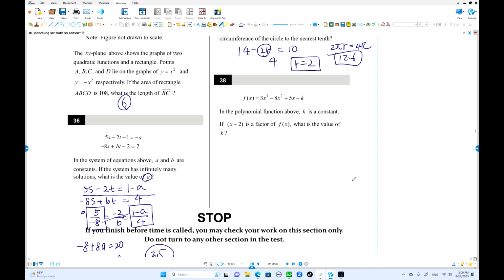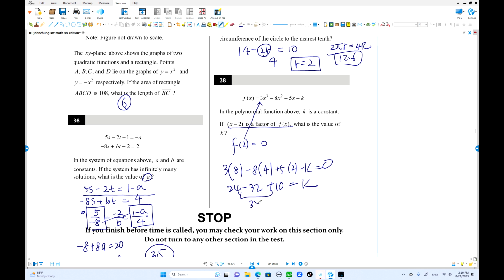Number 38. Yeah, we have a polynomial function, k is a constant, x minus 2 is a factor. To be a factor, by x minus 2, f(2) should be equal to 0, okay? That is the factor theorem. Put x is 2 in there. 3 times 2 cubed is 24, 8 times 2 squared is 32, 5 times 2, and minus k must be equal to 0. That is 24 minus 32 plus 10 equals k, right? This is 34 minus 32. That is equal to 2, isn't it? K equals 2 is the answer, okay?